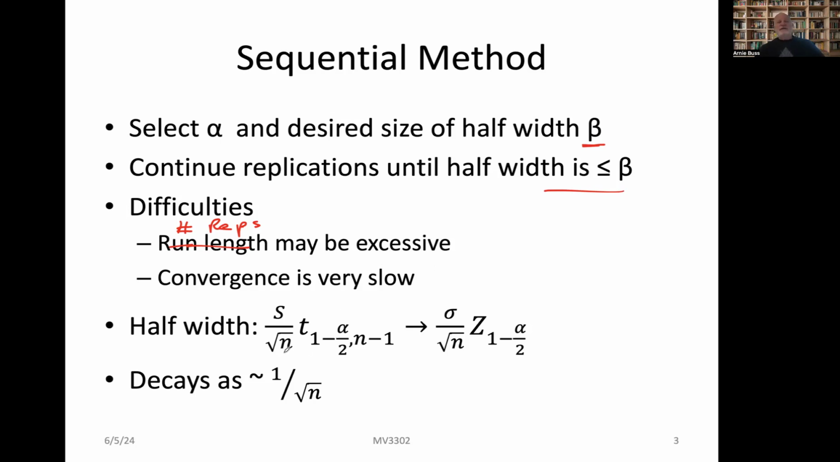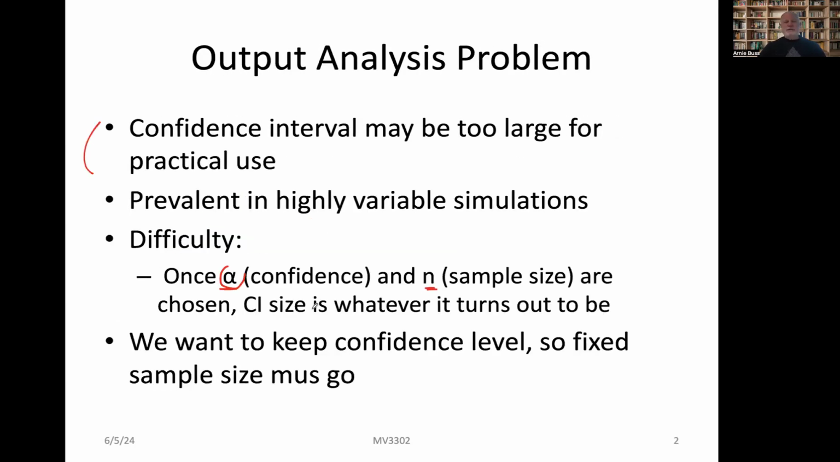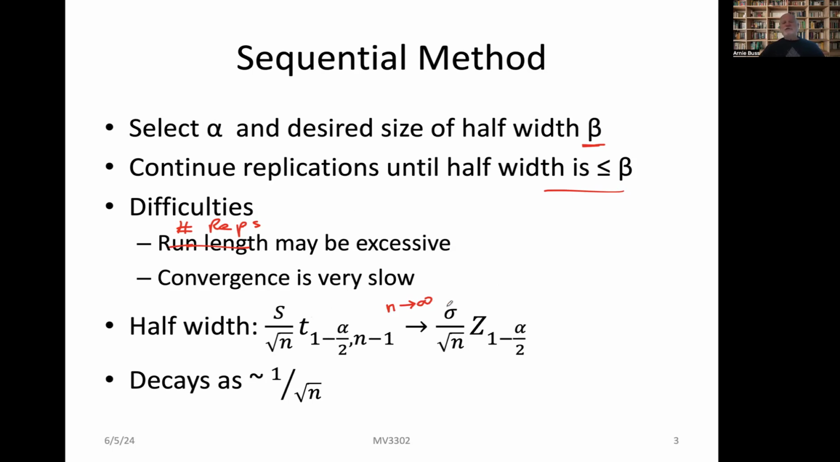Why? Because under the normal assumptions, our half width is the estimate of the standard deviation over root n times our t quantile. As the sample size n goes to infinity, because these are independent observations, our standard deviation estimate is consistent, meaning it converges to the underlying standard deviation, whatever that is. We don't know what that is, but that's just a number. And similarly, the t distribution, as the degrees of freedom increase, converges to a standard normal that doesn't depend on n. So these terms do not depend on n.